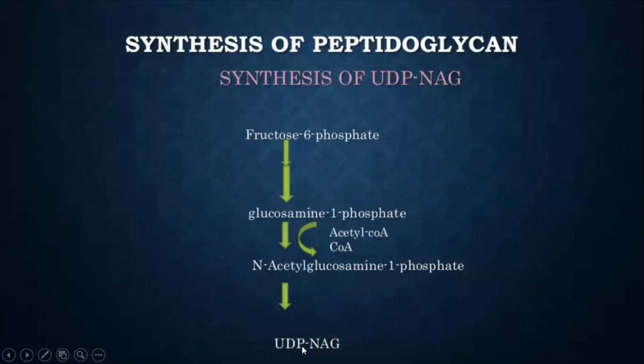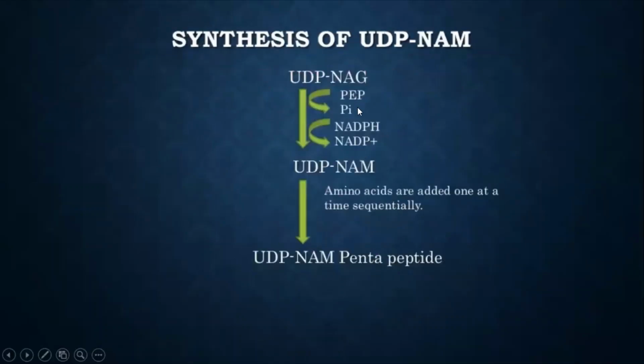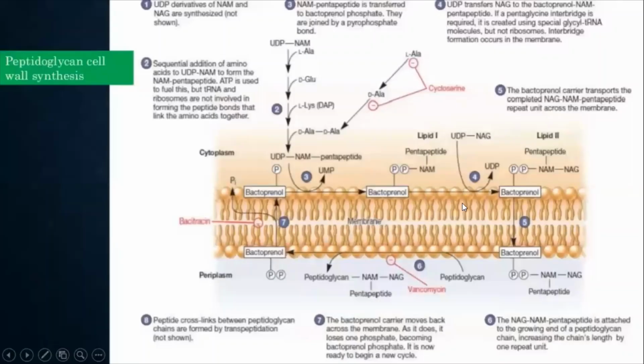So what is this UDP? You have got those carriers. UDP choline, all those carriers are there, which comes. Okay, now UDP NAG, then again all others. From UDP NAG you get your NAM. Okay, and then later all those amino acids are added one at a time to form the pentapeptide.